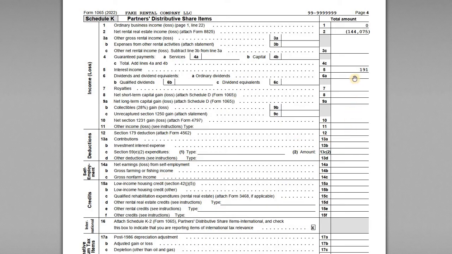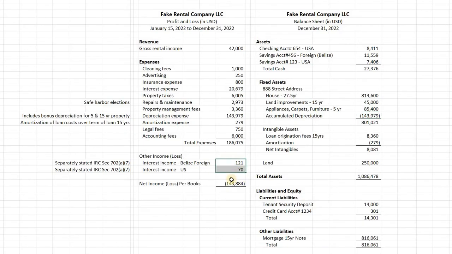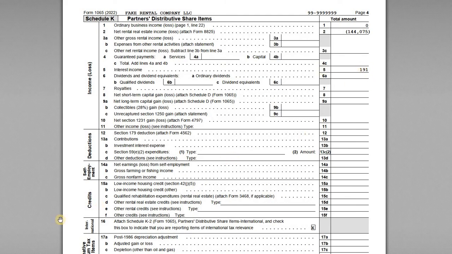The interest income, the U.S. and foreign, is reported here, line 5, 191. Right, so if we have a look at the financial statements, if you add those up, $121.70, $191, that's what's being separately stated here on line 5.